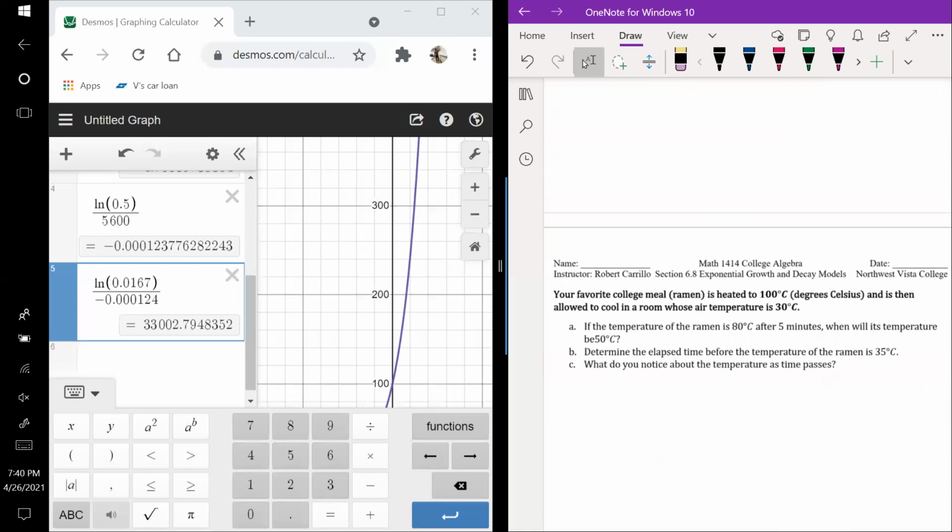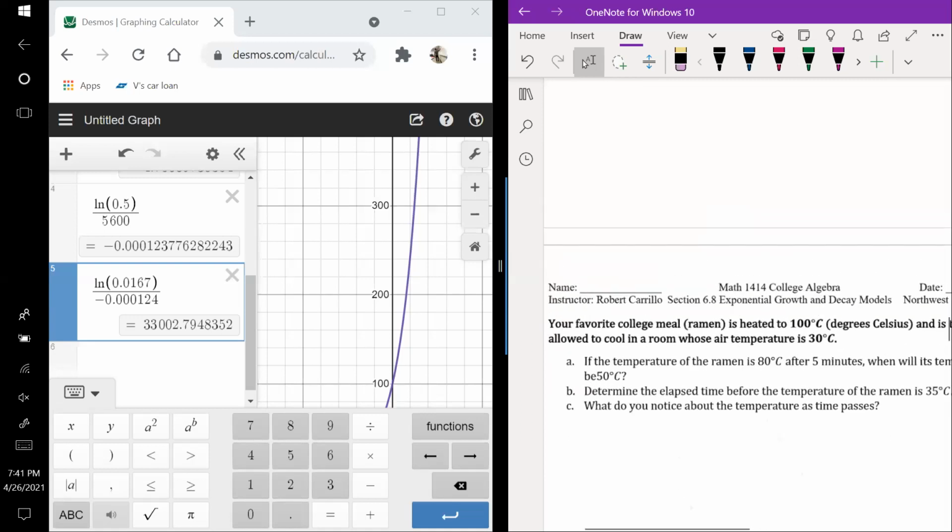All right. So your favorite college meal, maybe still your favorite meal, ramen, is heated to 100 degrees Celsius. I think you just torch it, right? And is then allowed to cool in a room whose air temperature is 30 degrees Celsius. So, A, if the temperature of the ramen is 80 degrees after 5 minutes, when will its temperature be 50 degrees Celsius? Okay, so let's put together some of the clues we're given here.